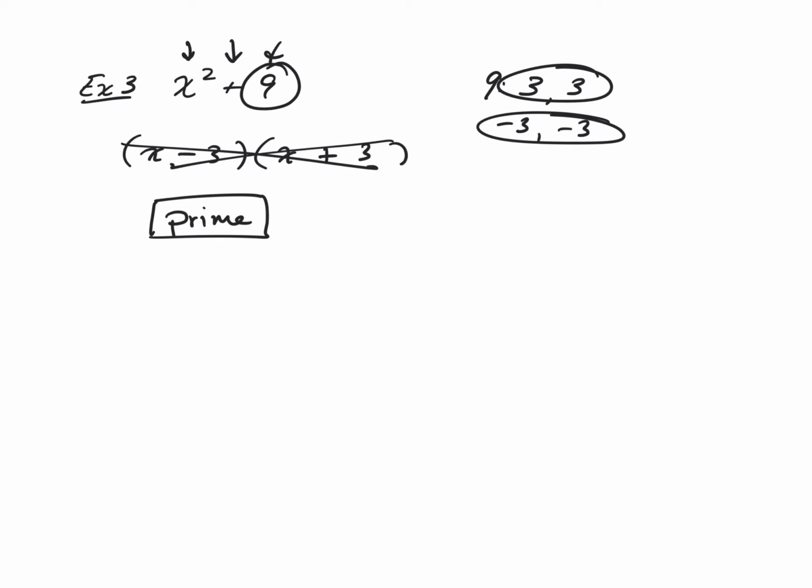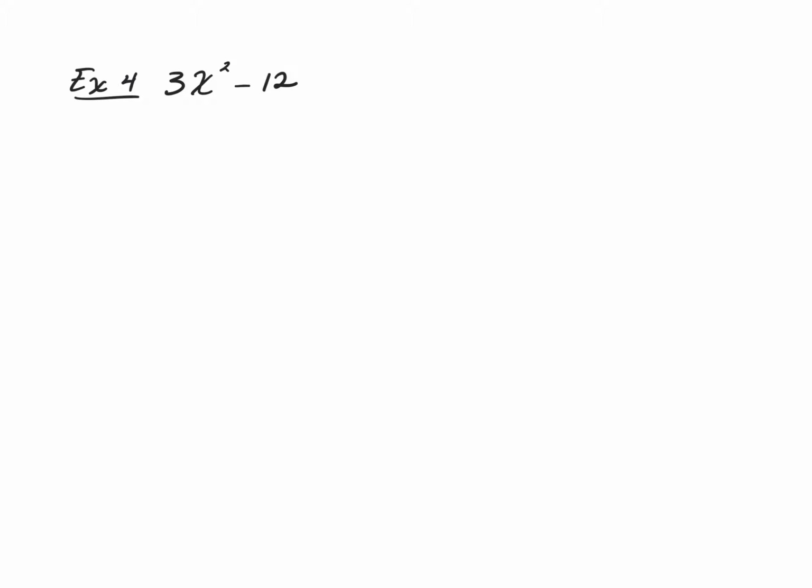So I hope that helps, but for this one, I just wanted to interject one that wasn't a difference of squares so that you know when not to do it, and you don't think that just because you see two things, you always have a difference of squares. On to the next one. All right, so now example 4.